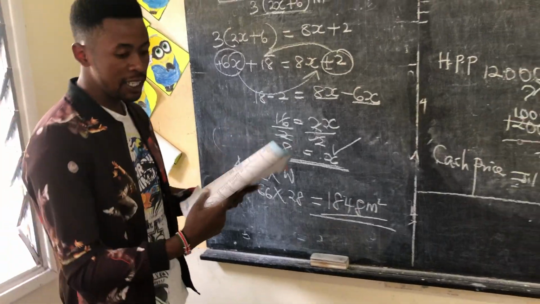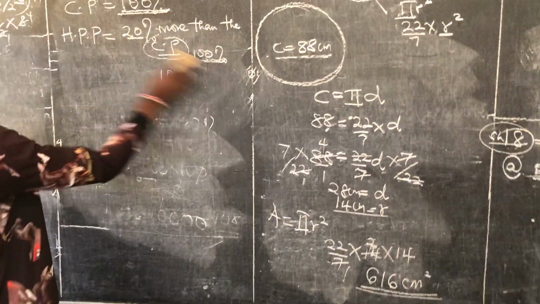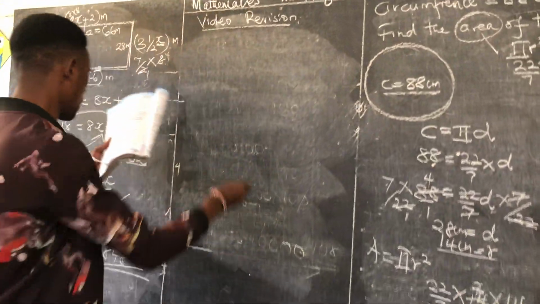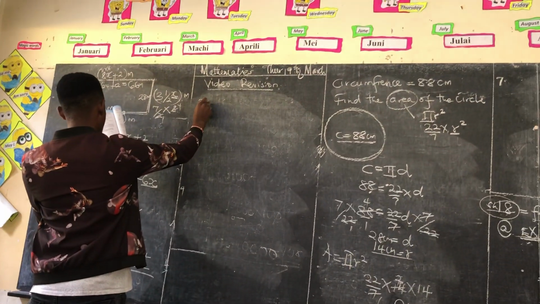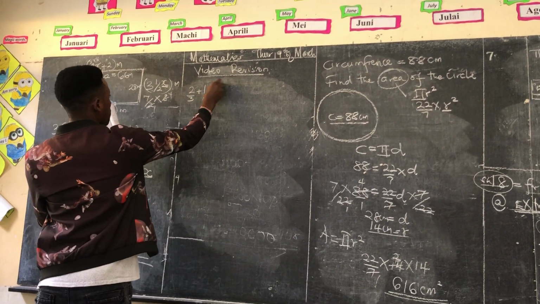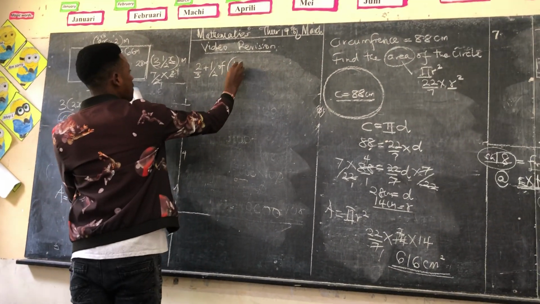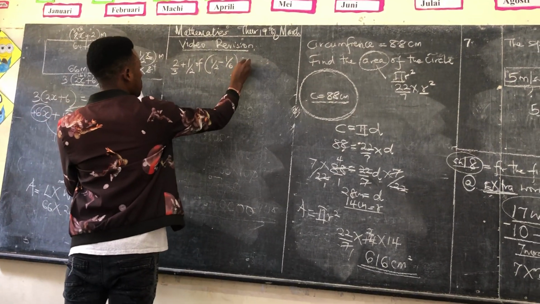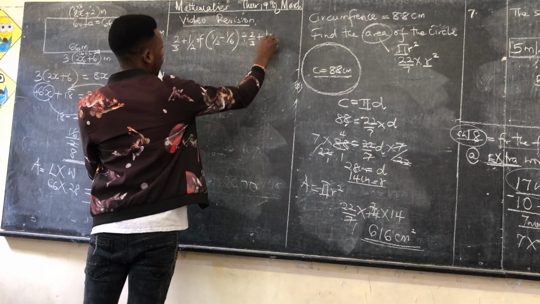Number 17, our last question in our revision. We are told, what is the value of 2 over 3 plus a half of, open the brackets, a half minus a sixth, close the brackets, divided by 2 over 3 plus a quarter.